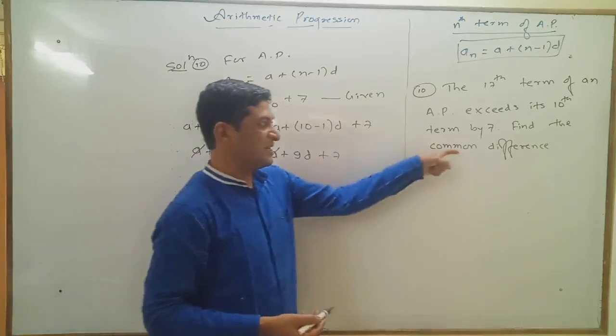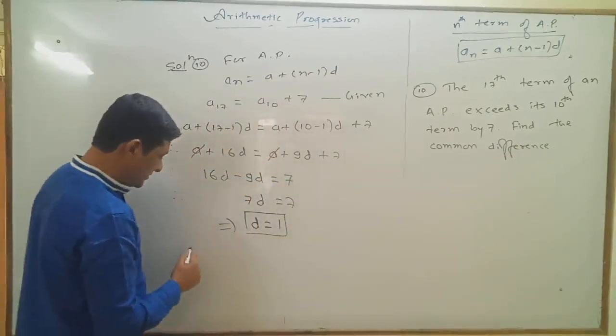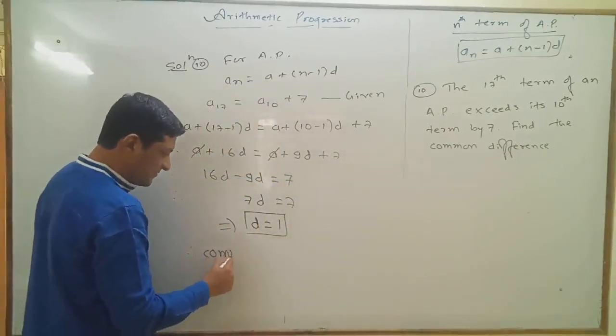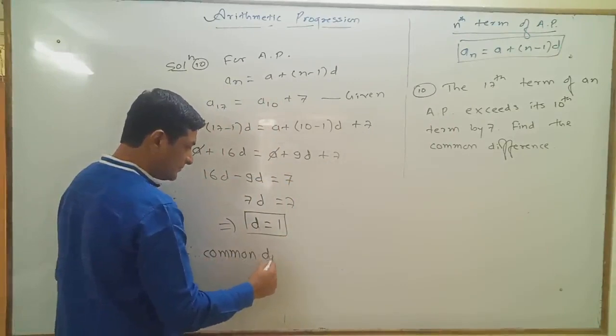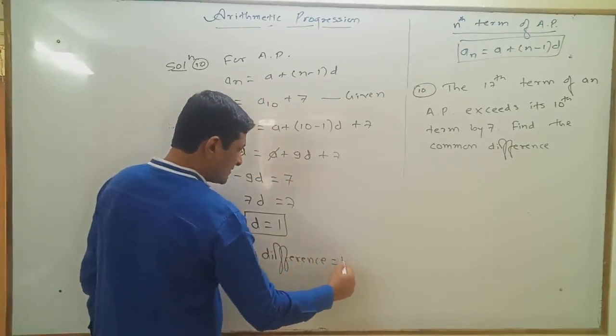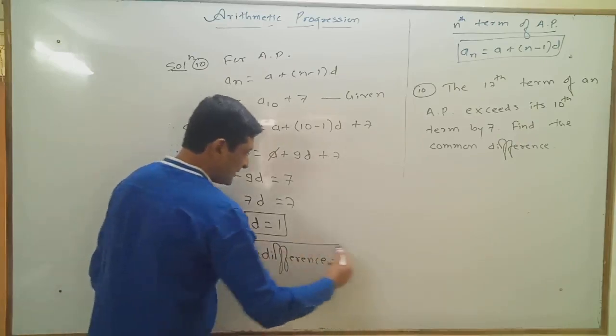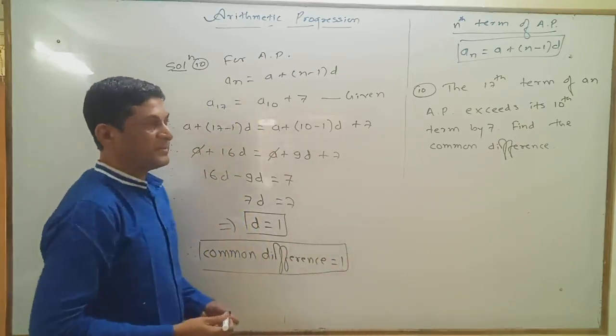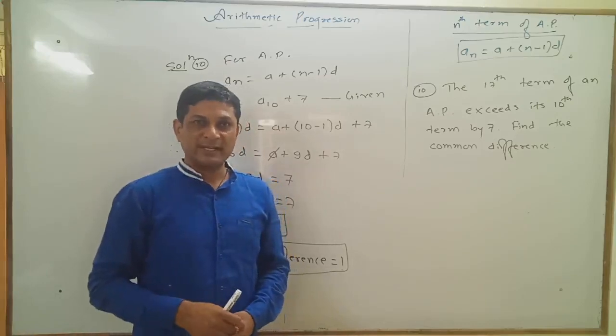So the common difference is equal to how much? 1. So therefore the common difference is equal to 1. Try to solve the remaining examples from this exercise.